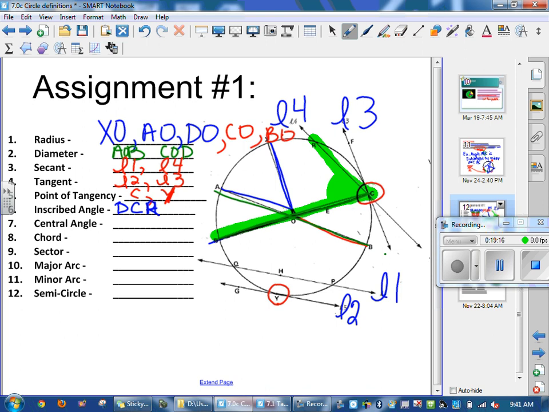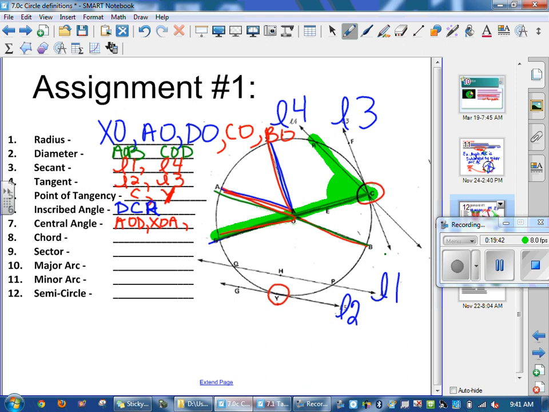AOD. Okay, another central angle. Okay? So, AOD. X, O to A, sure. The O will always be in the middle. Where's B? B to O to C, sure, right here.